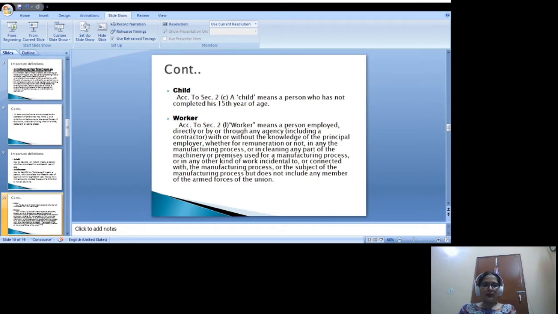Now, this definition does not include any member of the armed forces of the union. Any person who is a member of the armed forces of the union will not be included in this definition of worker of the Factories Act.